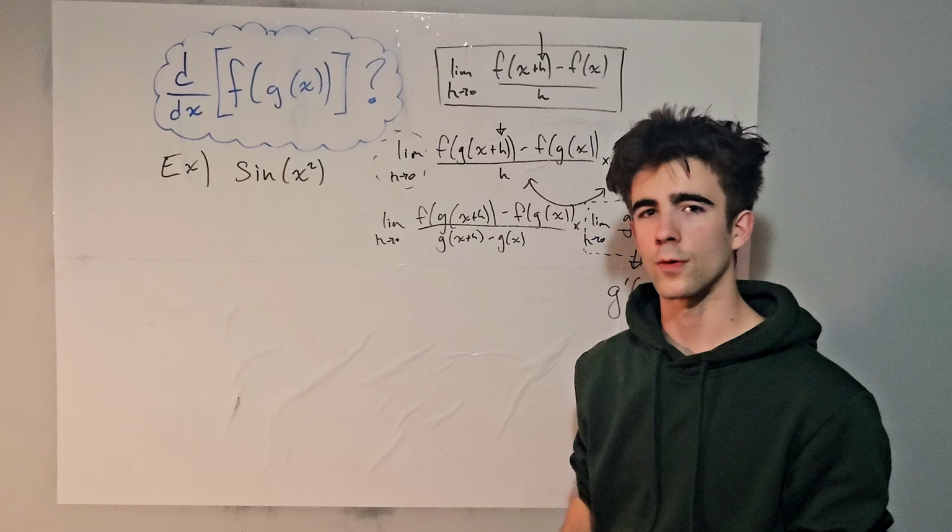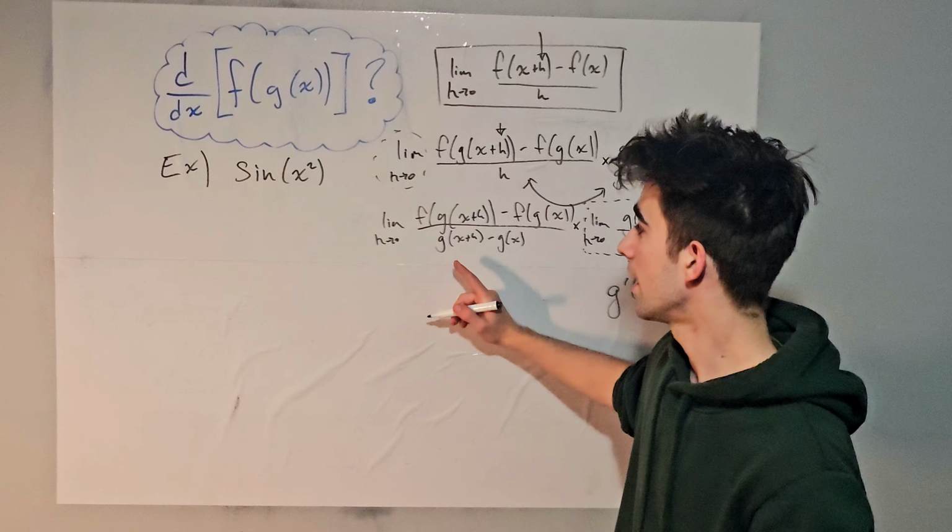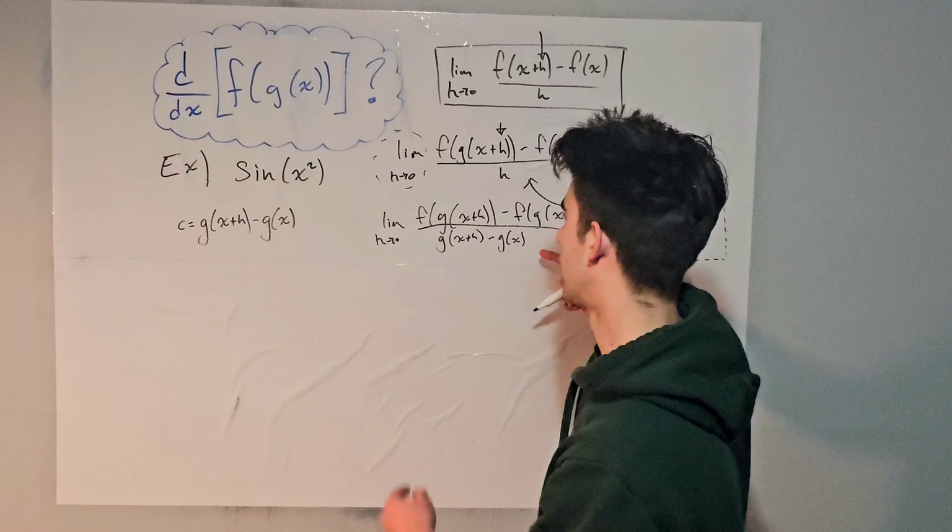And here's where the second creative step comes in, because we're going to introduce a new variable, and we're going to get rid of all the h's and rewrite the expression in terms of that new variable. So let's call it c, and we'll let c equal the denominator here, g of x plus h minus g of x. Okay, so we can get rid of the h here in the denominator because we can just throw in c if we define c to equal this denominator section.